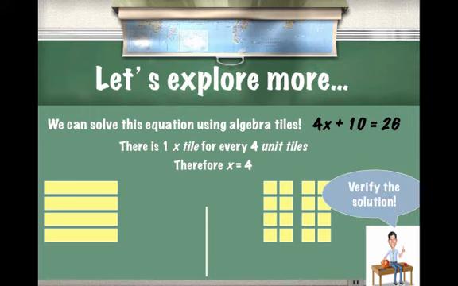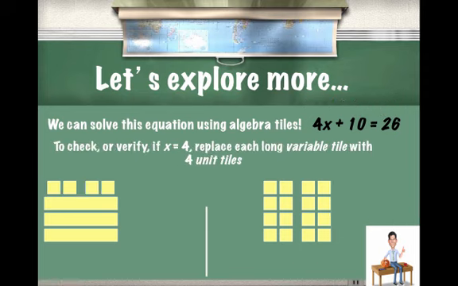If the textbook asked you to verify the solution, we would take our answer of 4, put it in the place of x, and see if we did get 26. 4 times 4 is 16, plus the 10 is 26, so therefore we've gotten it correct. Textbook also suggests that to verify it, we replace each variable tile with 4, that was our answer, to see if we are equal on both sides.